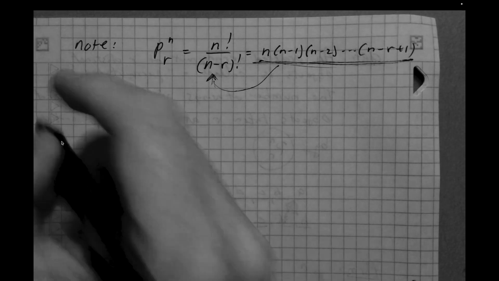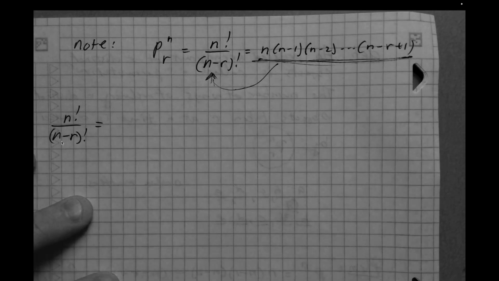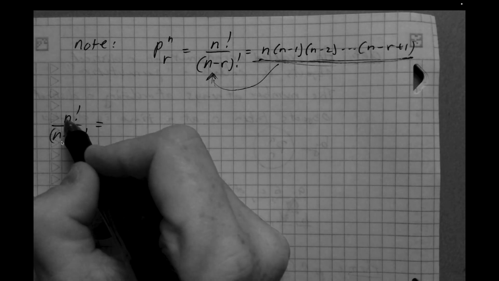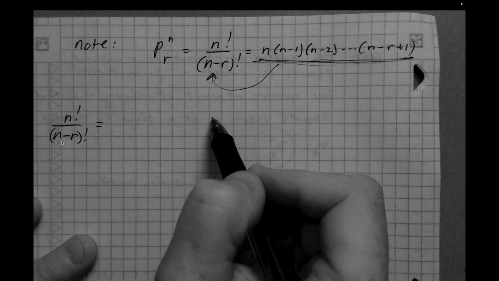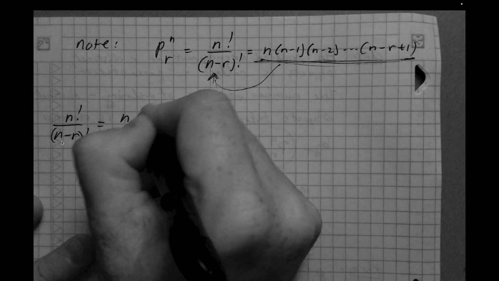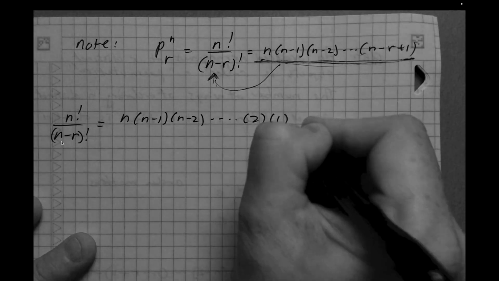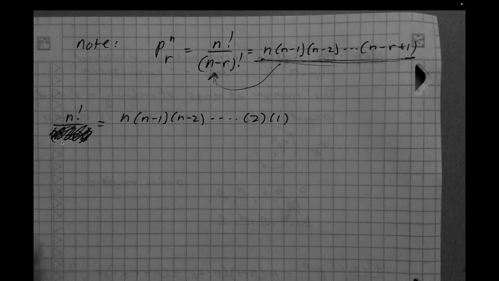Well, let's start with this n factorial over n minus r factorial. What is that? I assume people know what factorials are, but if you don't, it's simple. n factorial is the product of the integer n and all of the positive integers less than it. So it'd be n times n minus 1 times n minus 2 dot dot dot times 2 times 1, all the way down. That's just what n factorial is.